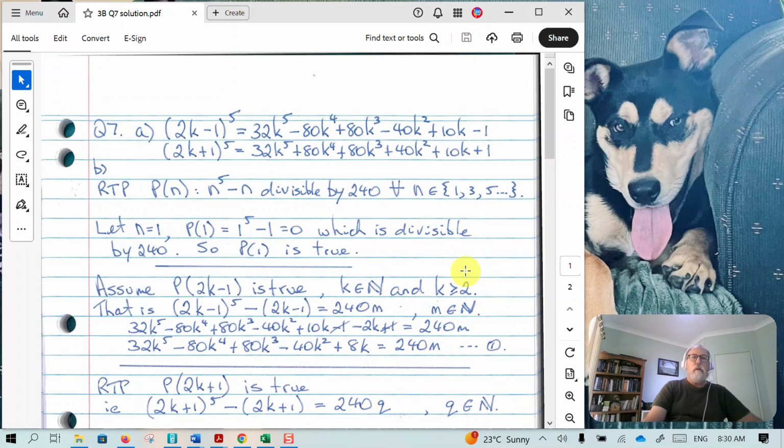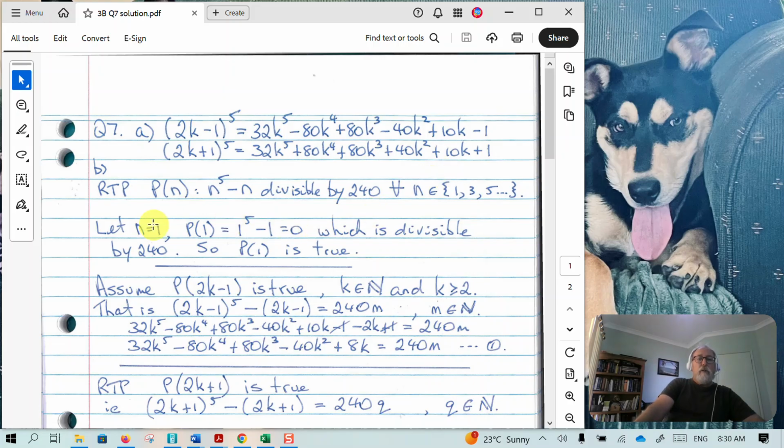Hi everyone. Today I'm going to be talking about question 7 from our textbook exercise that we tried last week in class. Part A was quite straightforward. It was a binomial expansion of (2k - 1)^5 and (2k + 1)^5. And I'm sure you'll be able to see, if you do the working, that that's the solution there. Now the hard bit was part B.